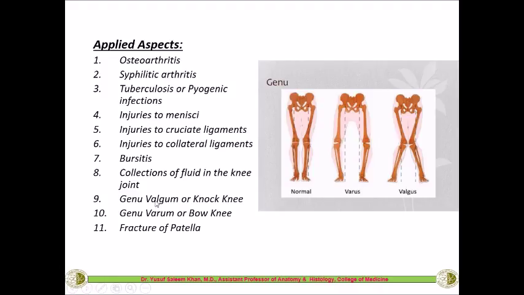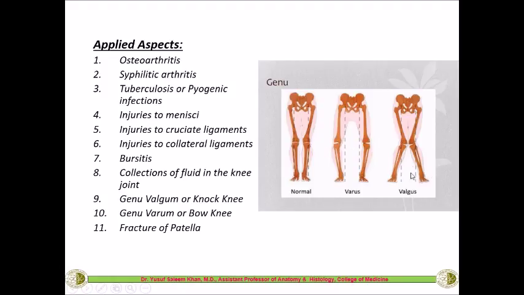Then there are two conditions called genu valgum as well as genu varum. Genu means knee. So if you see here, this is called genu varus. When the knees are bowed up and diverted outside, this is called the bow knee. Whenever you see the knees directed outwards, it is called a bow.